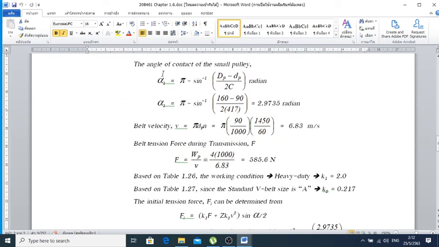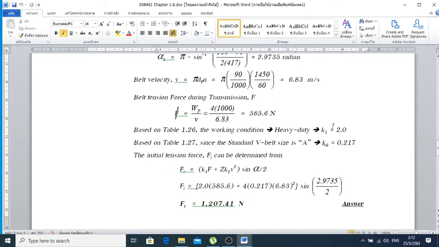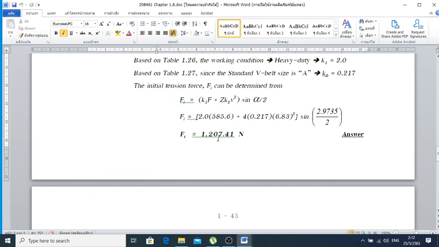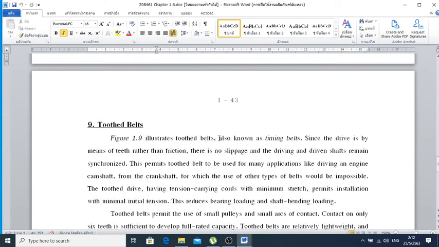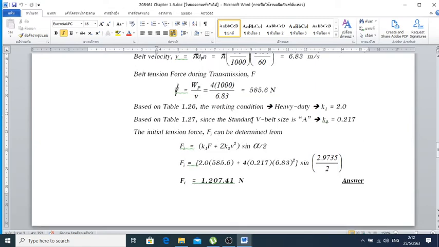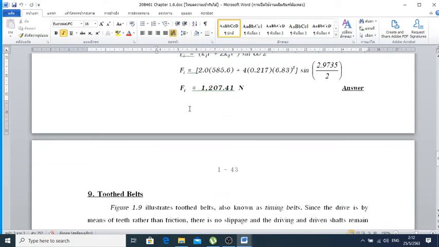And then we find alpha 1 and alpha 2, and then we get the force of that, and then we find K1 and K2. We plug it in, we get the answer of F1 respectively. Okay, so this is the answer. And then we can summarize all the things for the design in each manner.